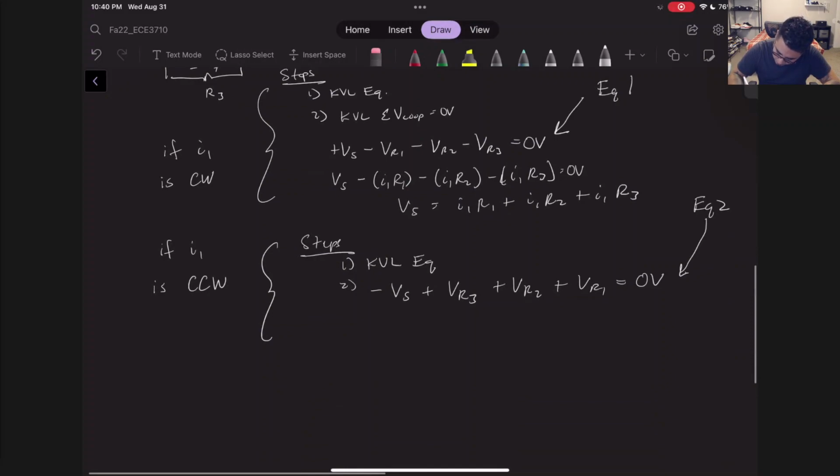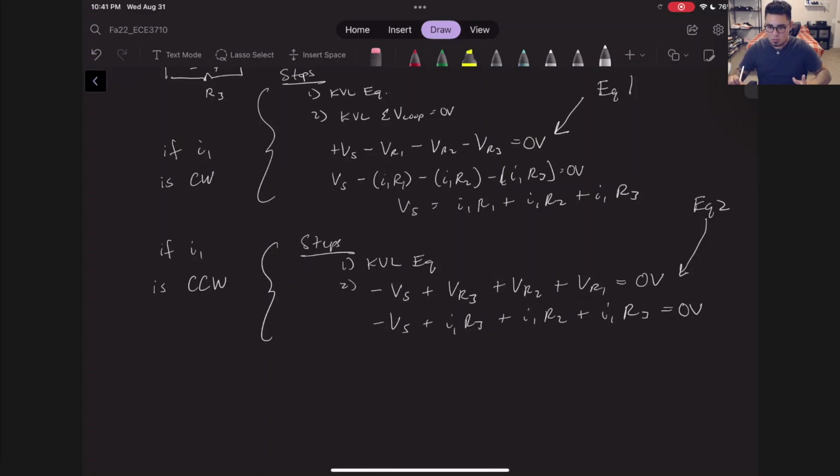Let's go to equation 2. Minus Vs plus I1 R3 plus I1 R2 plus I1 R1 equal to 0 volts. I'm just using Ohm's law, where VR3 is equal to I1 times R3. That's all I'm plugging in. I don't have to look at the drawing. I just know VR3 is I1 times R3. And then if you put Vs on the other side, you're going to get I1 R3 plus I1 R2 plus I1 R1 is all equal to Vs. As you can see, this is equal to this.